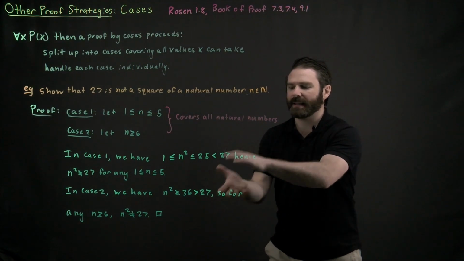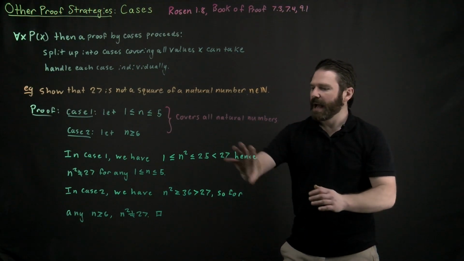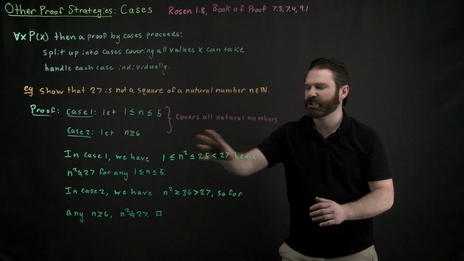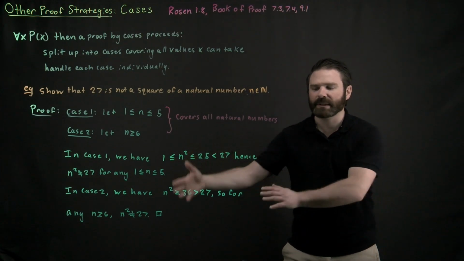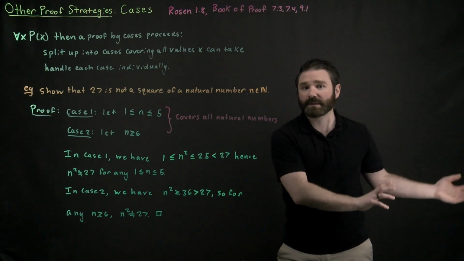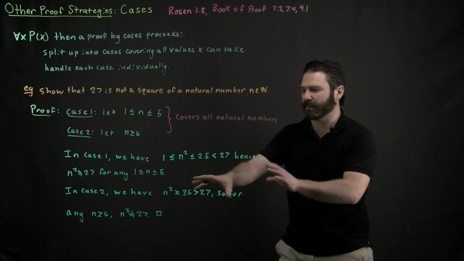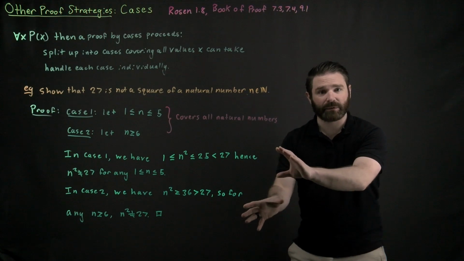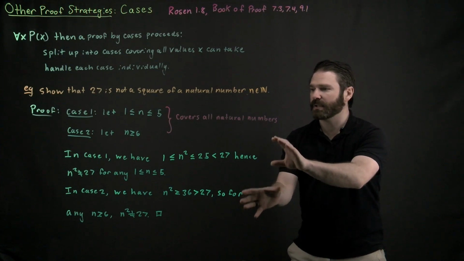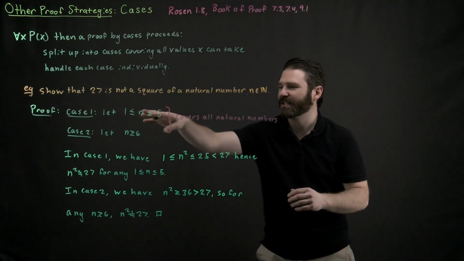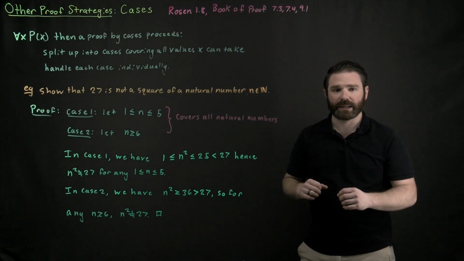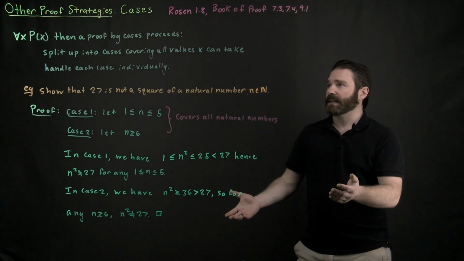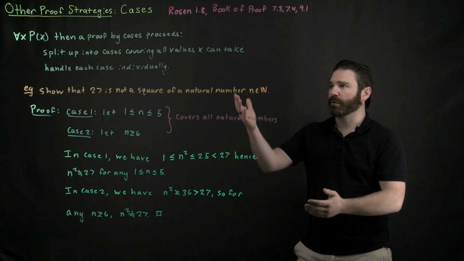If I were to combine these two cases together, then I wouldn't have been able to use the strategy of just squaring both sides, because sometimes it'd be less than 27, sometimes it'd be greater than 27, and I wouldn't be able to make any sort of conclusion. So these two cases were convenient for me to be able to use this proof technique of simply squaring these inequalities. That basically is the idea behind a proof by cases.